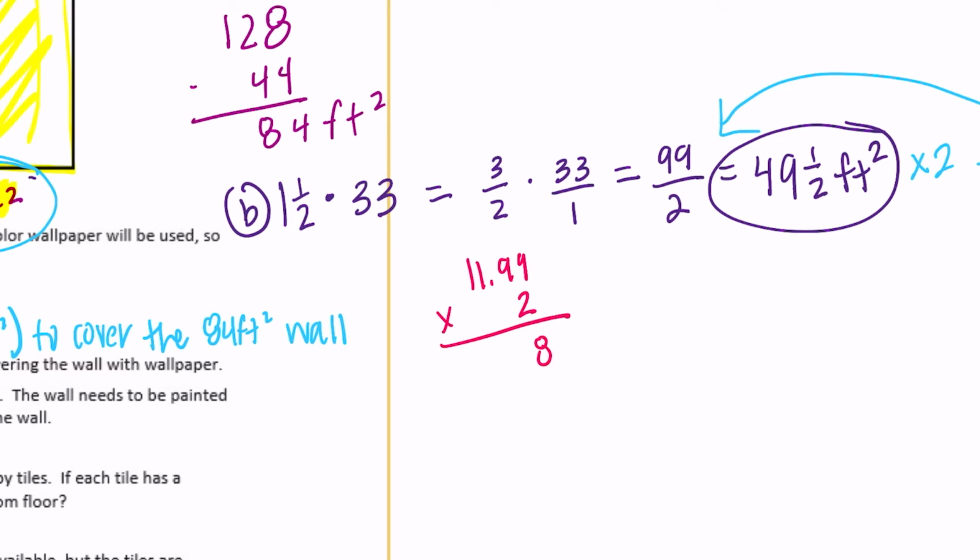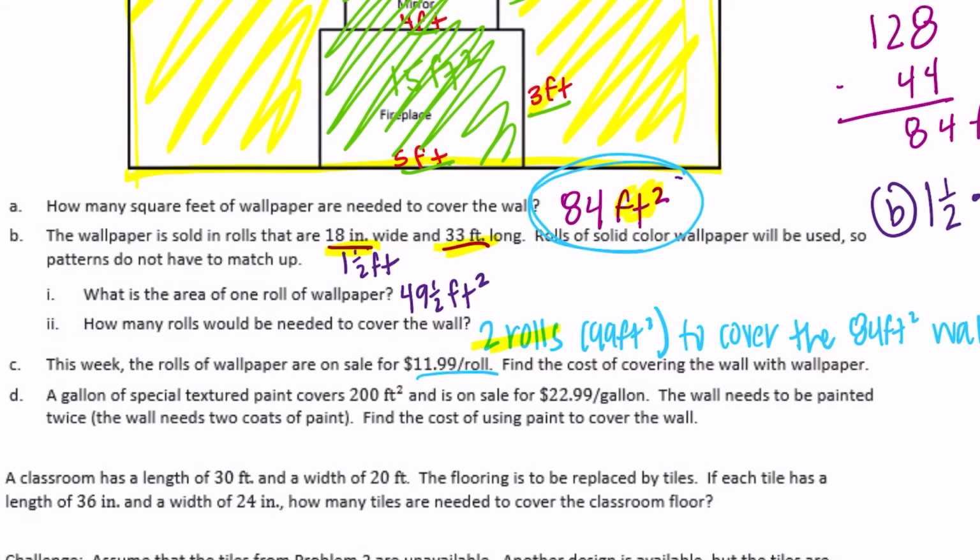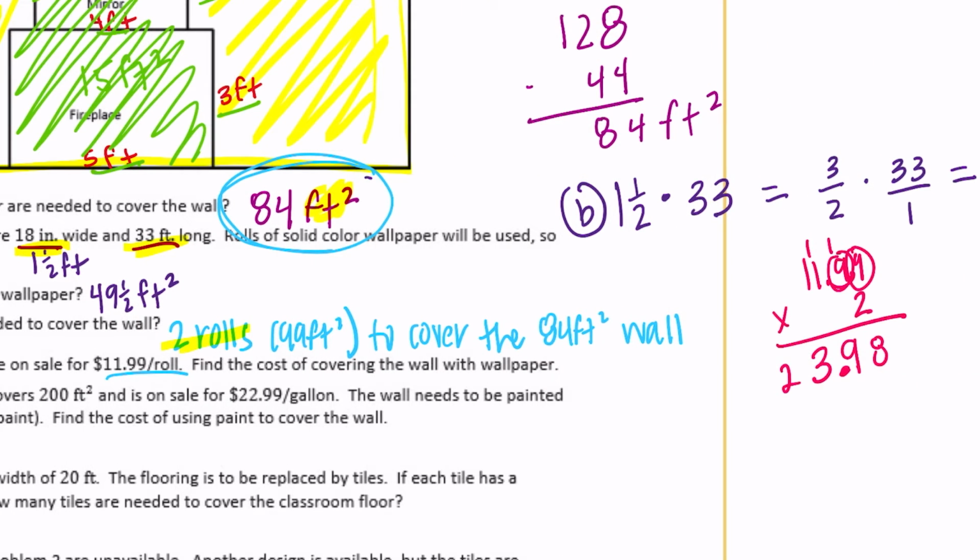9 times 2 is 18. 9 times 2 is 18, plus 1 is 19. 2 times 1 is 2, plus 1 is 3, and 2 times 1 is 2. There are 2 digits behind the decimal point, so I'll move it over 2 places. We get $23.98 for the 2 rolls of wallpaper.